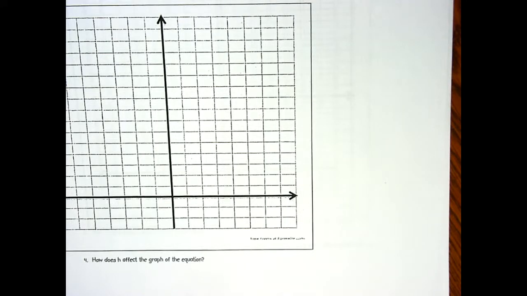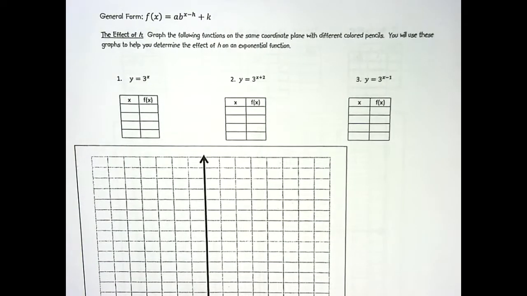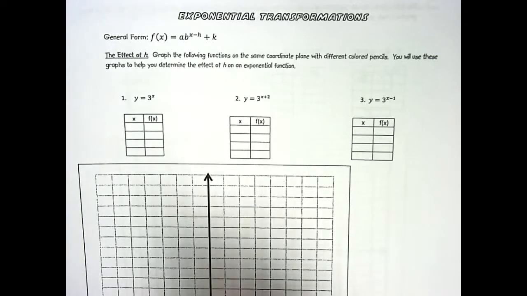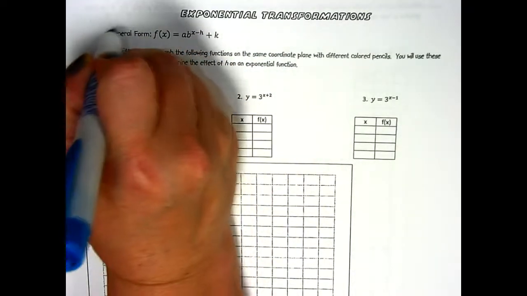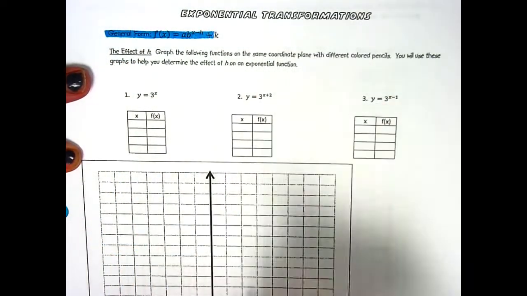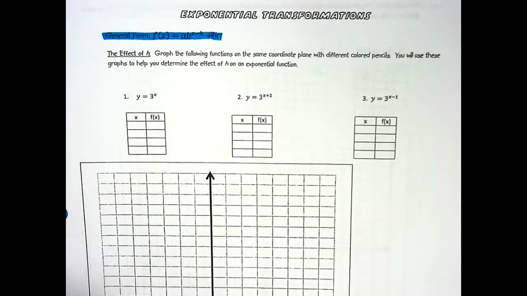Good afternoon. These are your notes for exponential transformations. These transformations are a lot like all the other transformations that we've done, where we're going to explore what happens when we change a, h, and k. The general form of an exponential is f of x equals ab to the x minus h plus k. So the first thing we want to do is look at the effect of h.